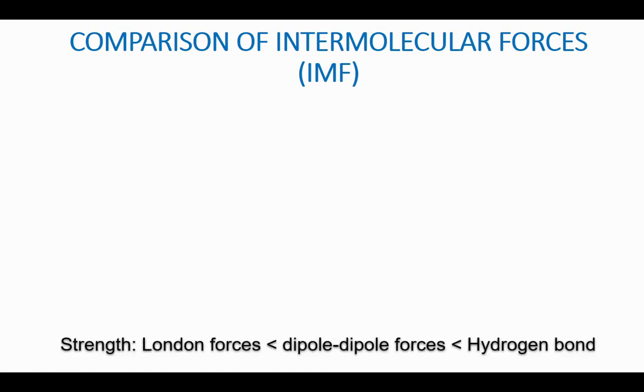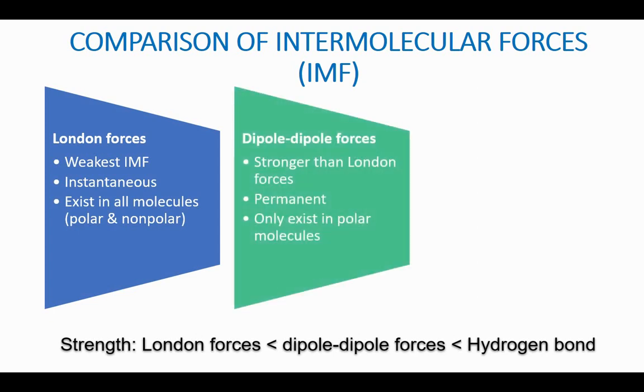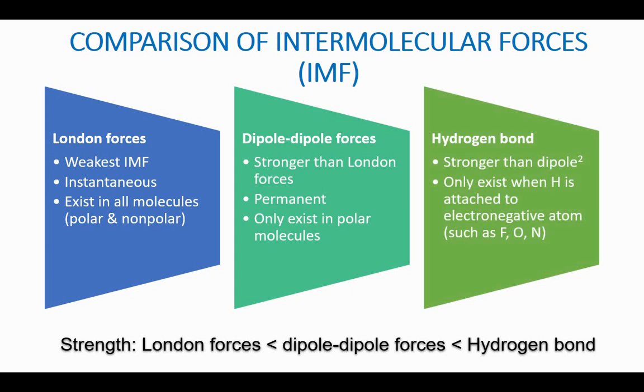Now let's look at the comparison of the three intermolecular forces. London forces is the weakest IMF. It is instantaneous or temporary and it exists in all molecules. But for dipole-dipole, it is stronger than London forces. It is permanent and only exists in polar molecules. But for a hydrogen bond, it is stronger than dipole-dipole and London forces, and it only exists when hydrogen is attached to oxygen, fluorine, and nitrogen atom. In terms of the strength, London forces is the weakest, followed by dipole-dipole forces, and the strongest is hydrogen bond.